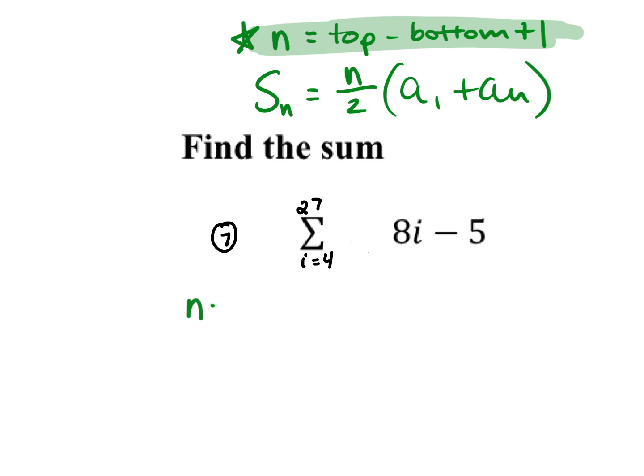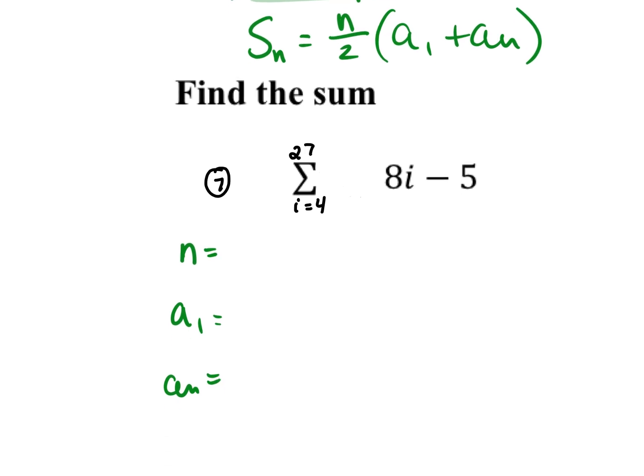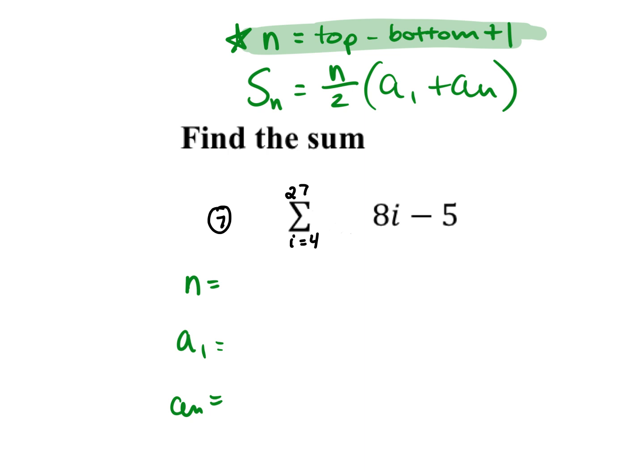So we've got to find n. We need to find our first term and the last term. So n is top minus bottom plus 1. So that would be 27 minus 4 plus 1. 27 minus 4 would be 23. And 23 plus 1 is 24. So n is 24.